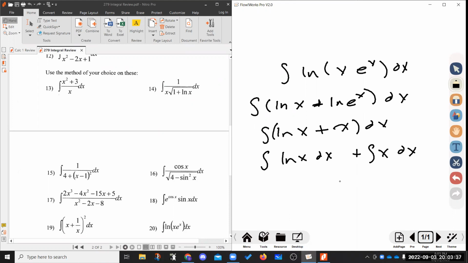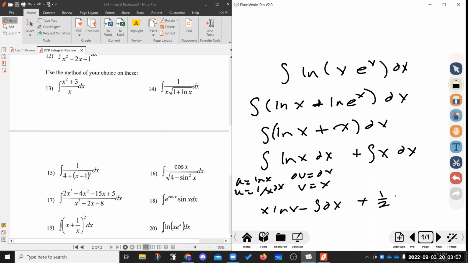Ln of x dx we're going to have to do by parts. Say that u is ln of x, dv is dx, du is 1 over x dx, v is x. uv minus the integral of v du. This is going to be 1/2 x squared for this part. So this is going to be x ln of x minus x plus 1/2 x squared plus c.